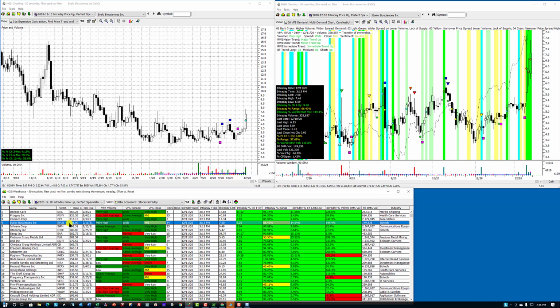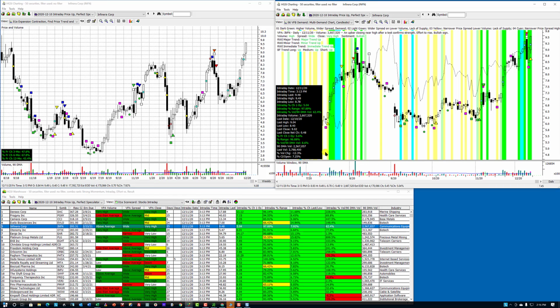And here's another one, of biotech. You can see that this has been in demand. It's well off its high right now. How about INFN? Low volume test yesterday, confirmation of that test today, breaking out to a new high.